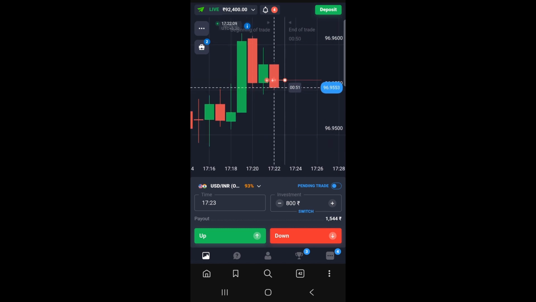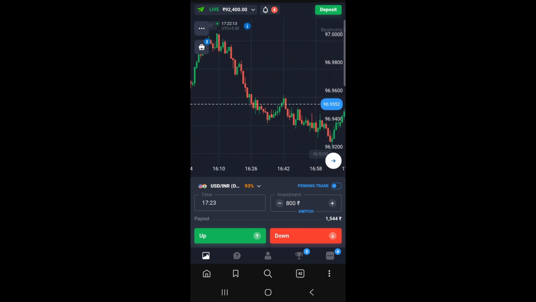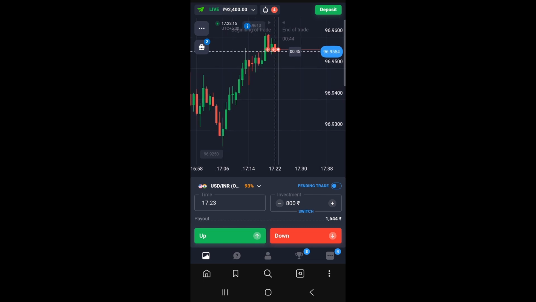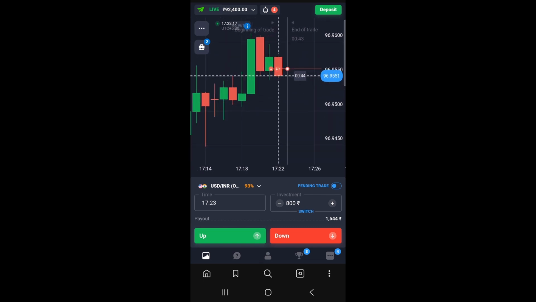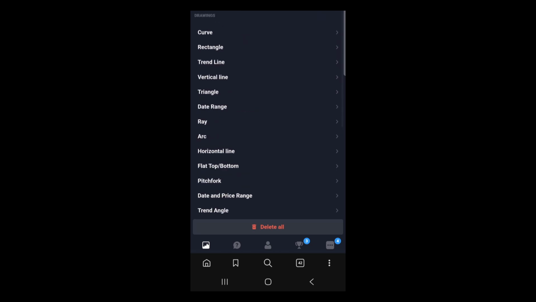Today our target will be converting a small amount into a big amount. So today I will convert 800 rupees to 10,000 rupees plus. So let's start it.